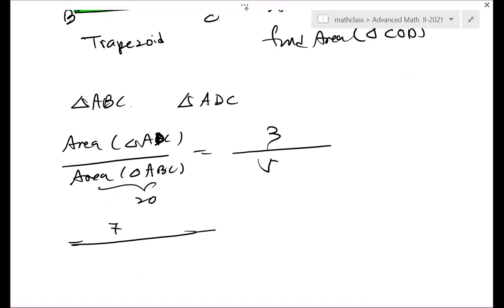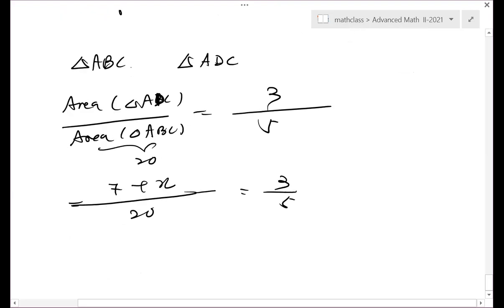If that area is called X, then this is 20, and that's 3 over 5. So you get the equation. Now you solve for that. 7 plus X equals 3 over 5 times 20. The 5 cancels out, it's 12. So X equals 12 minus 7, which is 5. Good job.